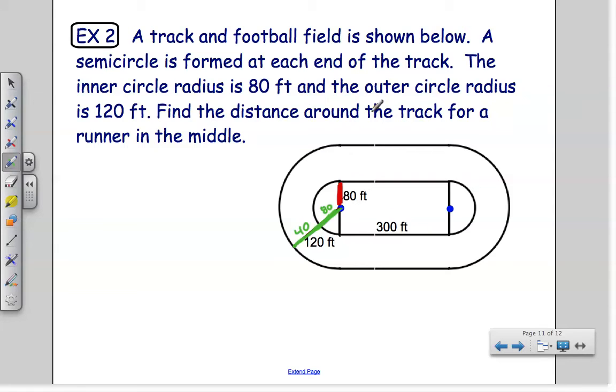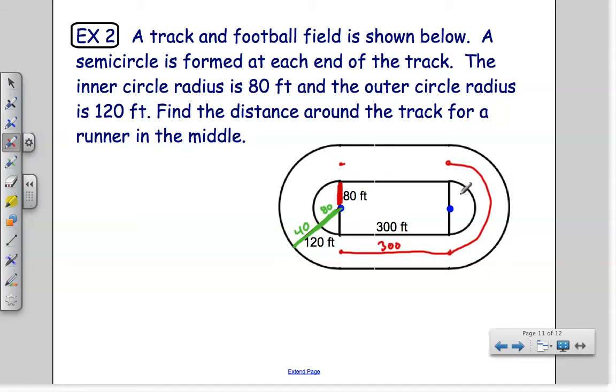Find the distance around the track for a runner in the middle. So this runner is going to be in the center of the track and going to run all the way around. Actually, I'm going to say I'm starting here. I know this distance, isn't that just 300? That part's easy.